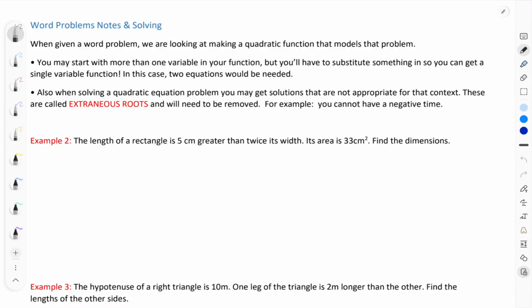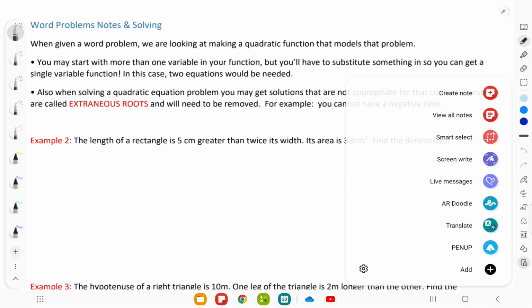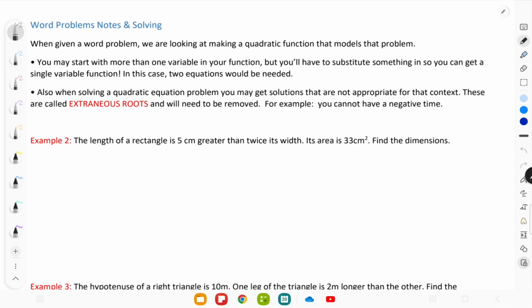All right, we're going to try a few word problems for solving quadratic equations. We're going to look at a few different ways to solve them, some efficient ways to solve them using all of those methods we've covered, and how we can check for valid solutions, if those answers make sense or not.